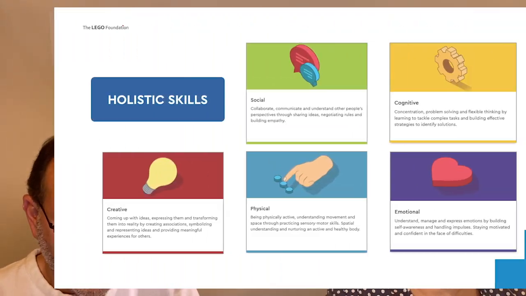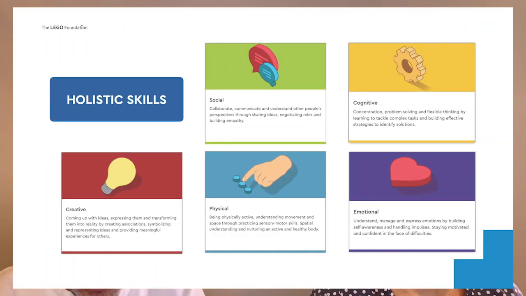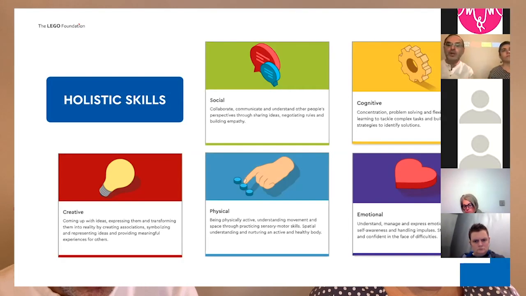Those skills are holistic, so you always have the five categories: social, cognitive, creative, physical, and emotional. And you will find the skills where they have to be. If it's a skill about learning how to count, for example, it will be a cognitive one. If it is learning to wait your turn when you're playing a game, it will be in the social field, and so on.